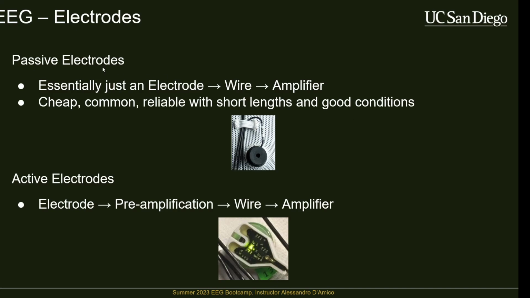We also have the difference between passive and active electrodes. A passive electrode is just an electrode which is going to be made of some metal. Typically, nowadays, almost all electrodes are made out of silver chloride, but it's also common to see them made out of just silver or gold or tin or even other metals like steel or zinc or copper, but you almost always see silver chloride nowadays. It's essentially just that electrode tip, which connects directly to a wire, and that wire gets plugged into the amplifier.